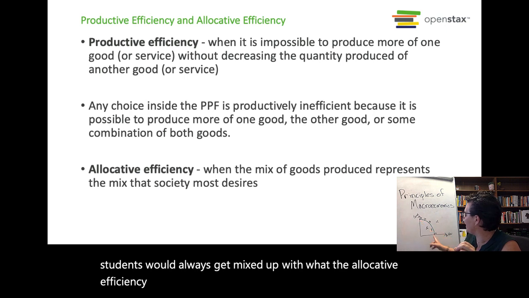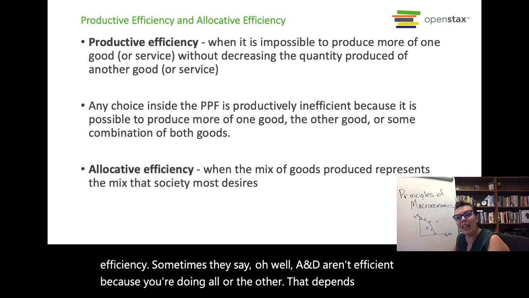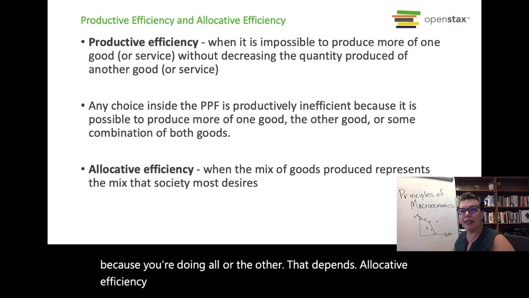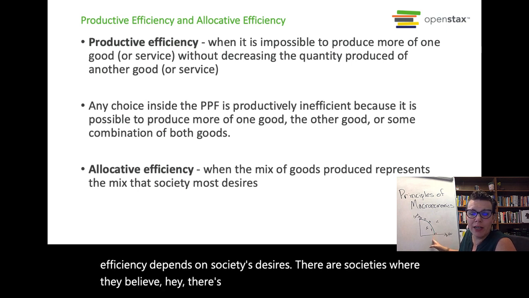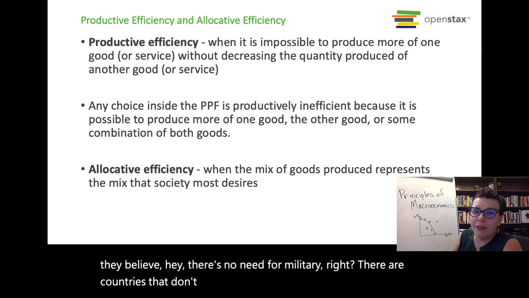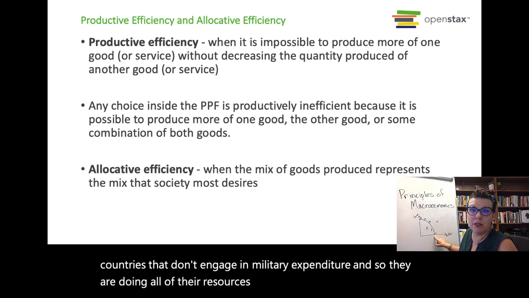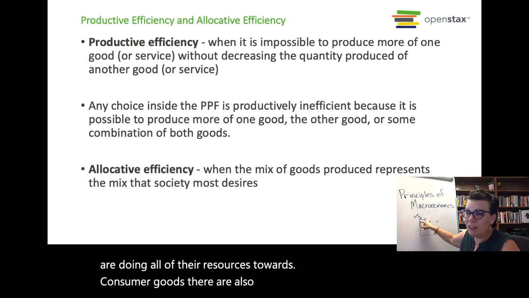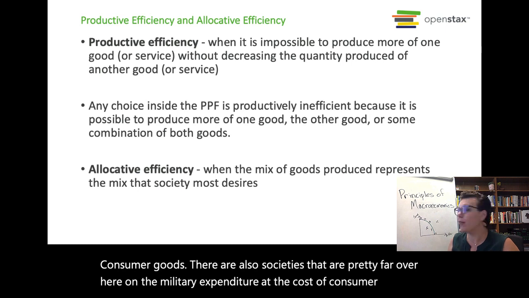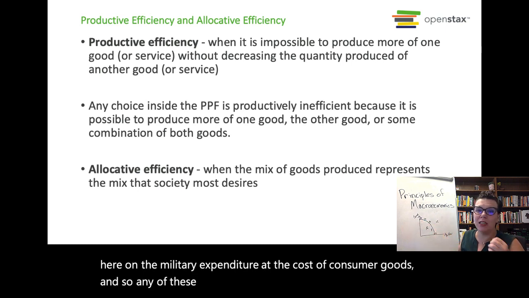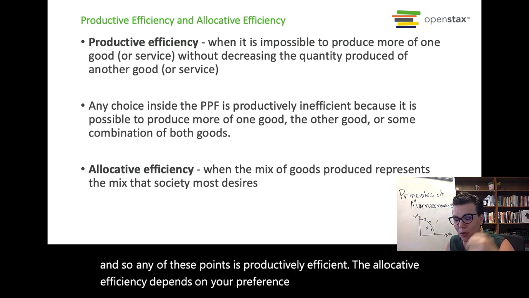Where students would always get mixed up was with the allocative efficiency. Sometimes they say, oh, well, A and D aren't efficient because you're doing all or the other. That depends. Allocative efficiency depends on society's desires. There are societies where they believe, hey, there's no need for military, right? There are countries that don't engage in military expenditure, and so they're doing all of their resources towards consumer goods. There are also societies that are pretty far over here on the military expenditure at the cost of consumer goods. And so any of these points is productively efficient. The allocative efficiency depends on your preferences, so it's a personal choice.